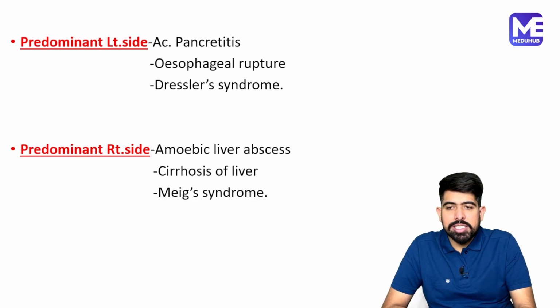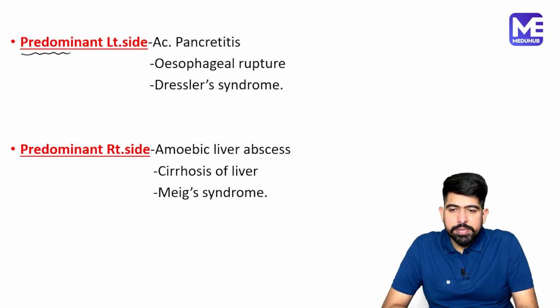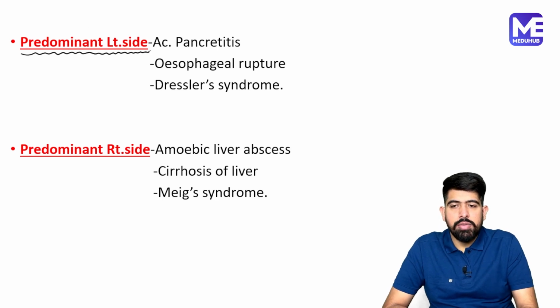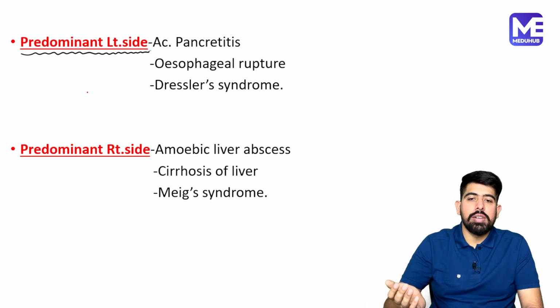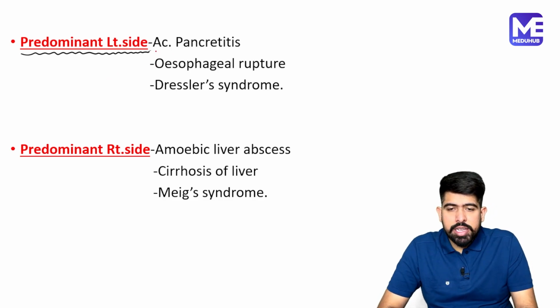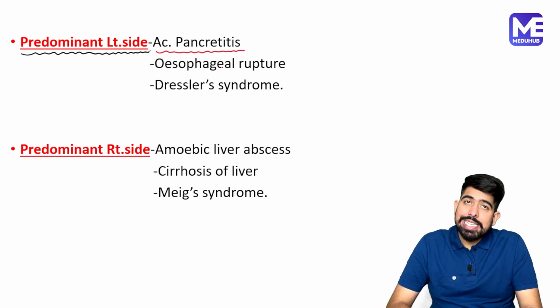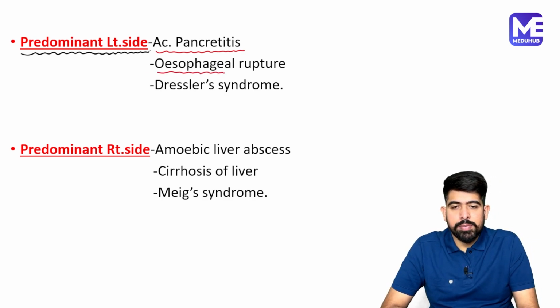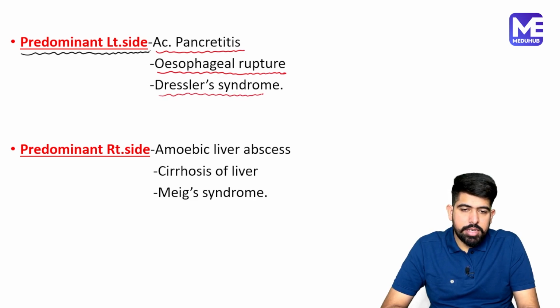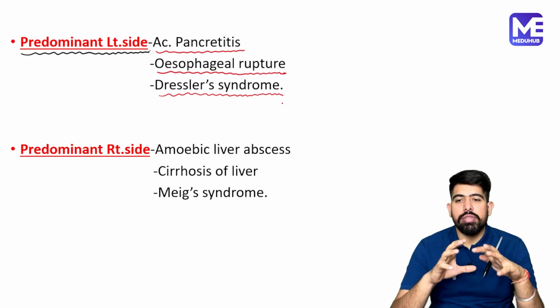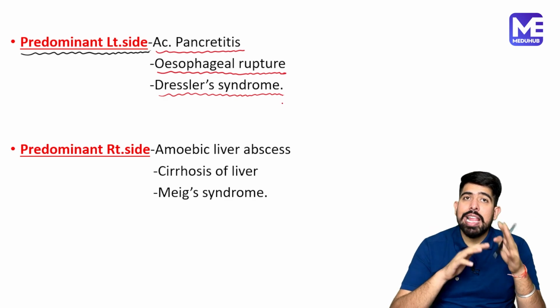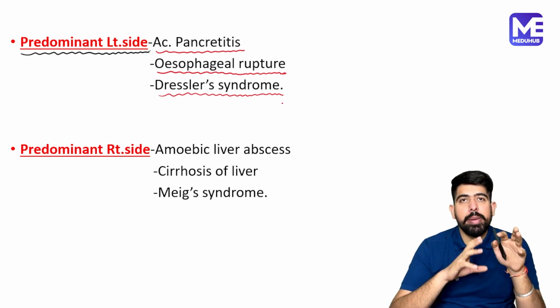So first we are starting with the causes which predominantly cause a left-sided pleural effusion. If there is acute pancreatitis, esophageal rupture, or Dressler syndrome, these are predominantly the causes, and the effusion will involve the left side of the pleural cavity.